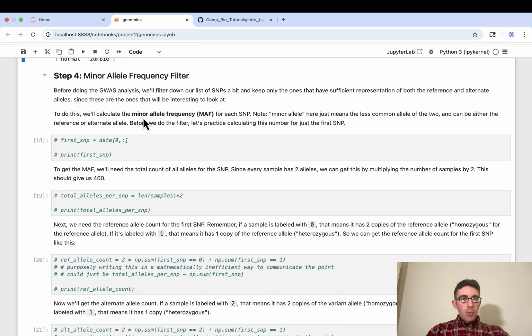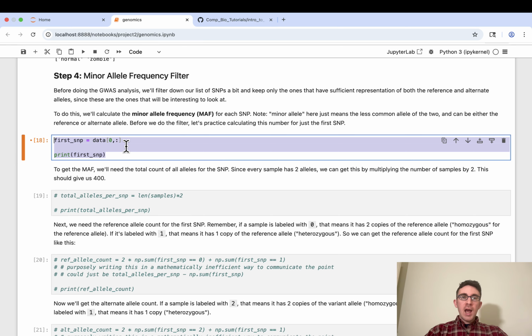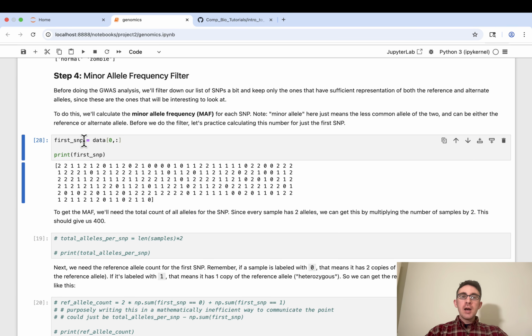Okay, so what we're going to do for this video is start off by calculating the minor allele frequency for the first SNP, and after we figure out how to do it for the first SNP, we'll go through and calculate it for every SNP so that we can apply this filter. The first thing I'm going to do is grab the first SNP of data. That's our index 0 row of the data matrix, or two-dimensional array. That's our first SNP.